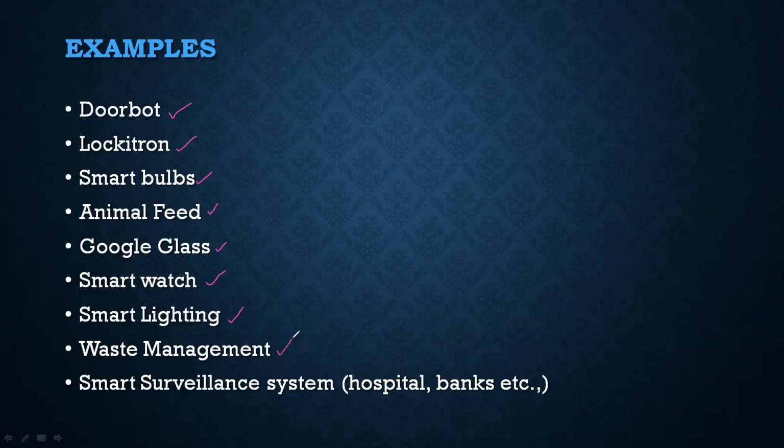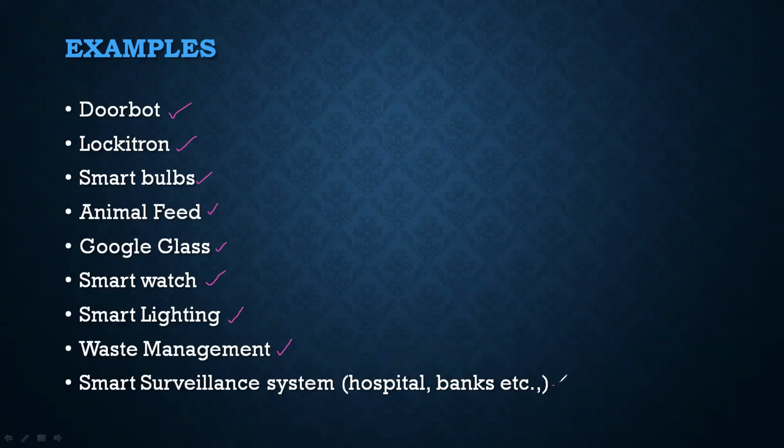Next one is waste management. By using this waste management IoT system, we can detect the levels of waste, and it will automatically send that information to the municipal department, so they can come to that location and collect all the waste. In that way, this waste management system will be useful.